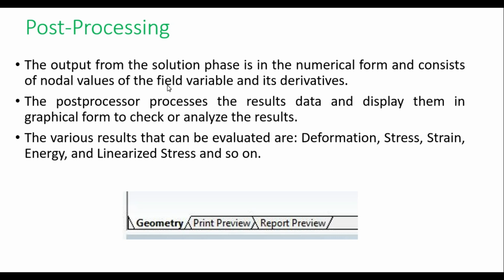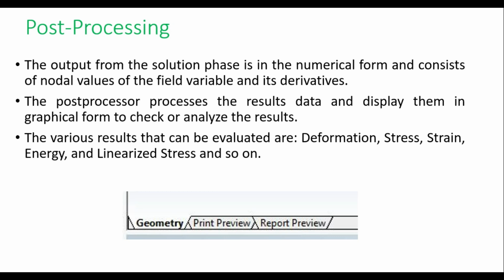So here we have to convert that into a graphical form. The post processor processes the result data and displays it in graphical form to check or analyze the result. It is very convenient to interpret the result, right? Instead of numerical form, if it is a graphical form, it is very easy to analyze the result. So we can interpret the result very well. The various results that can be evaluated are deformation, strain, stress, energy, equivalent stress, and so on. So different types of results are available.